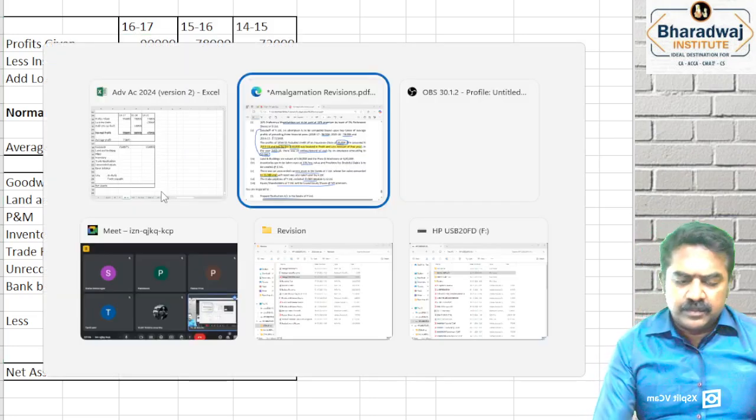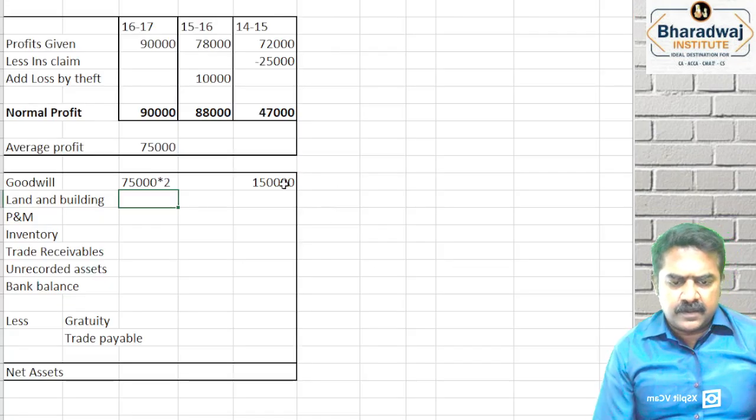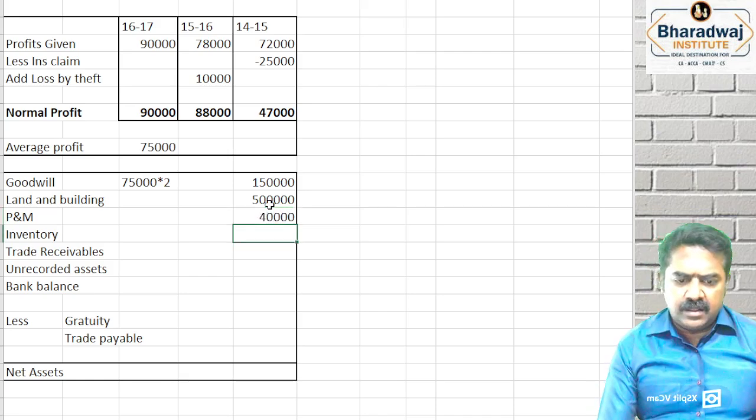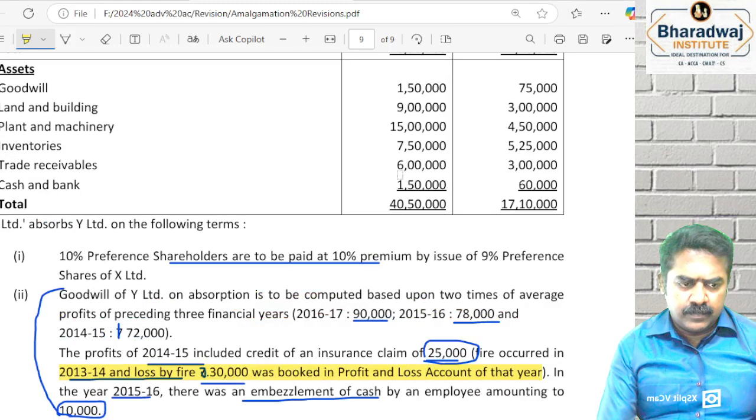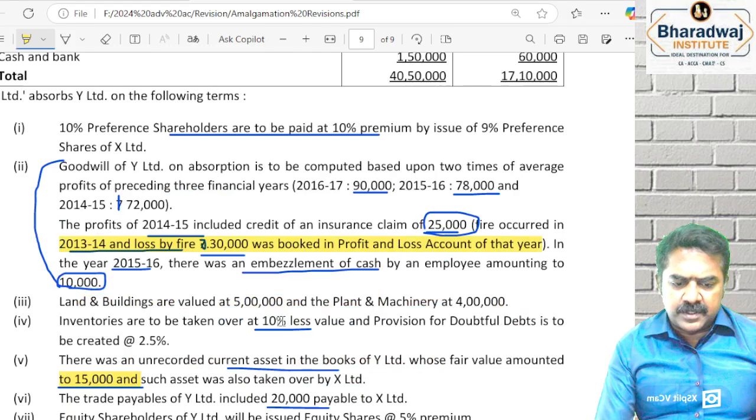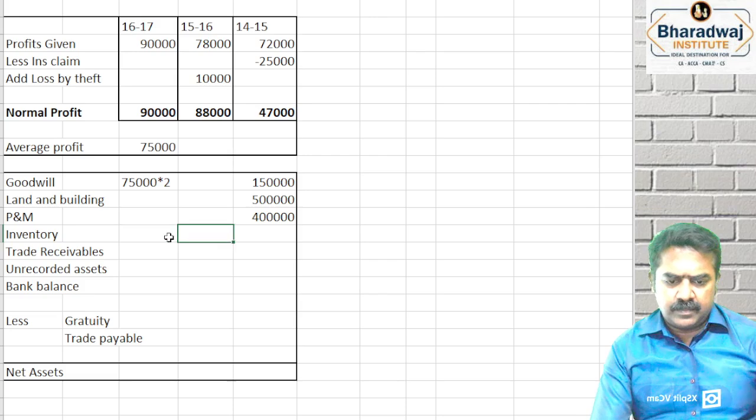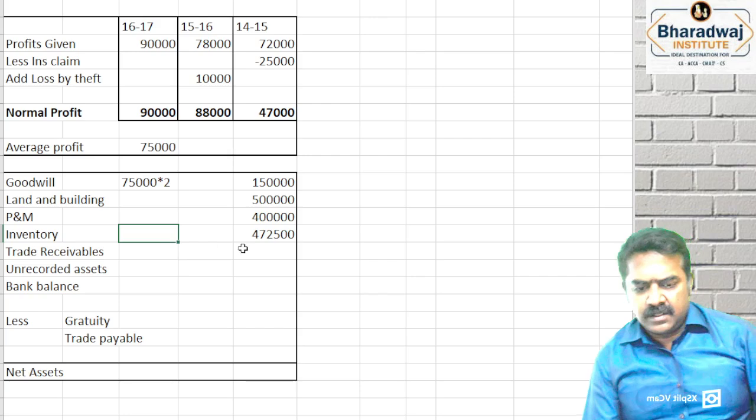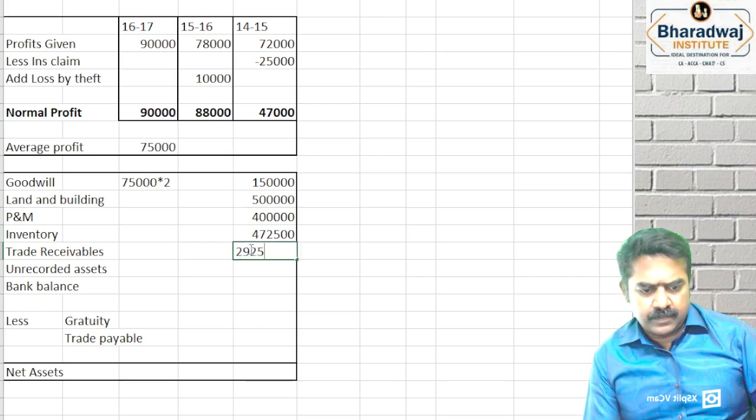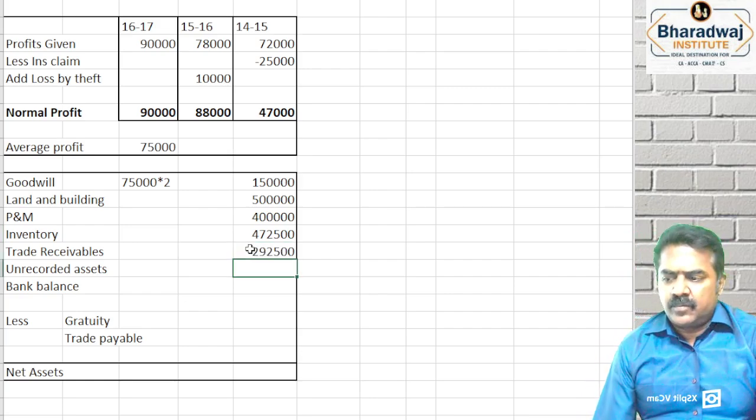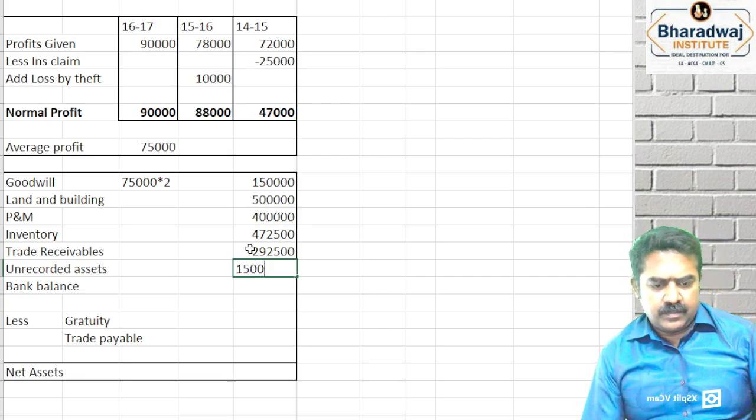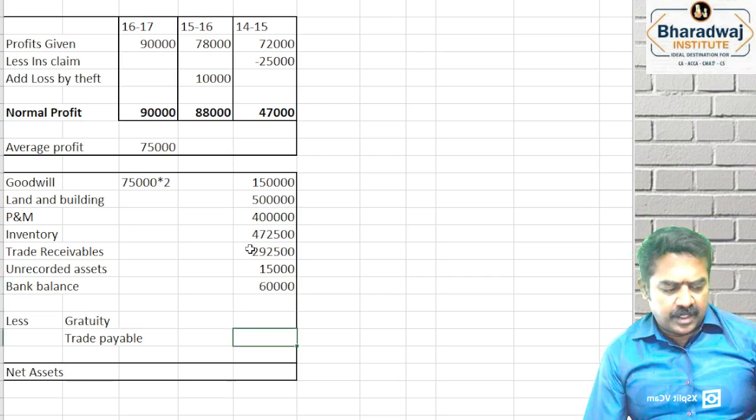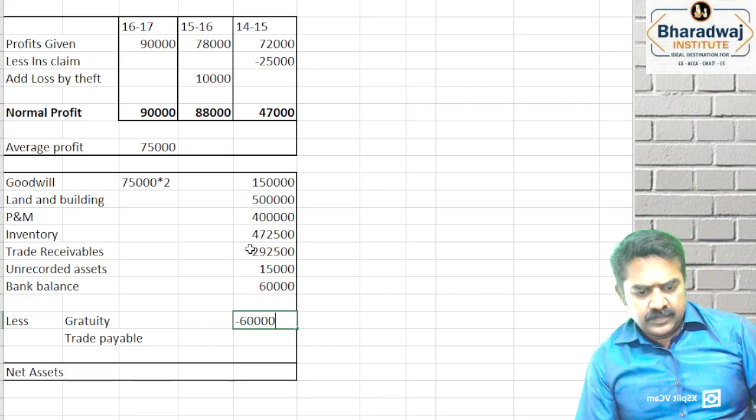Land and building, are we taking book value? 5 lakhs. Plant and machinery, revised value is given, 4 lakhs. Then inventory, 10% less than the book value, 4,72,500. Trade receivables, debtors minus how much percentage? 2.5%. How much? 2,92,500. Unrecorded asset 15,000. Then gratuity liability, that's 60,000. Trade payables? 2,40,000.